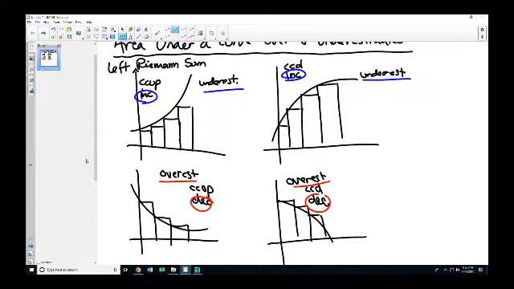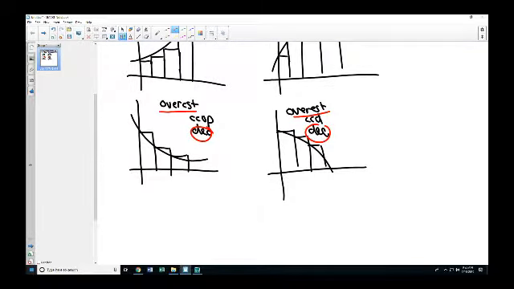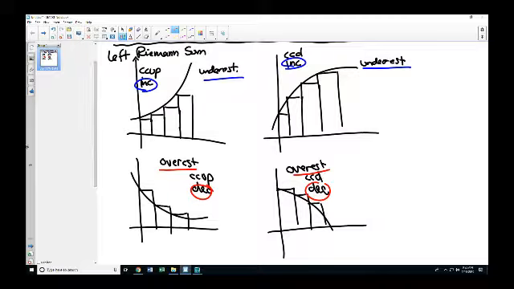You want me to write those statements down? Yes or no? You did. Okay, well, you figured it out, so. Okay, do you want me to do the same thing with right Riemann sums? Sure. I'm guessing it's opposite. It's going to be opposite. You're guessing?